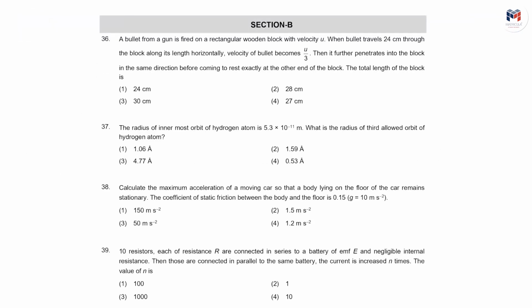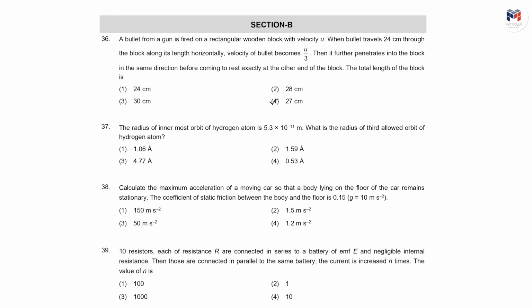Question number 36. A bullet from a gun is fired on a rectangular wooden block with velocity u. When the bullet travels 24 cm through the block along its length horizontally, the velocity of bullet becomes u by 3. Then it further penetrates into the block in the same direction before coming to rest exactly at the other end of the block. The total length of the block is, the answer is option number 4, 27 cm.